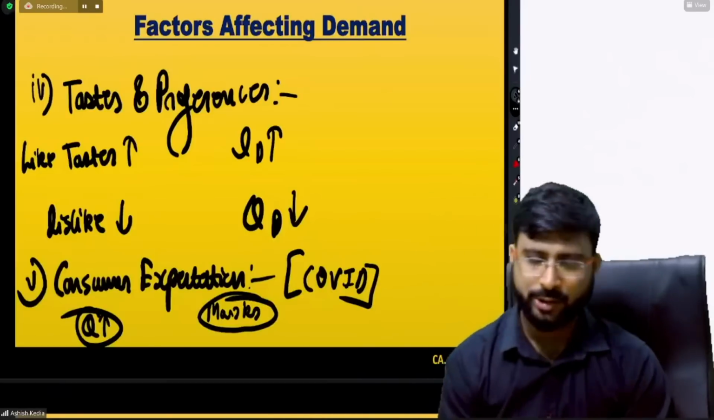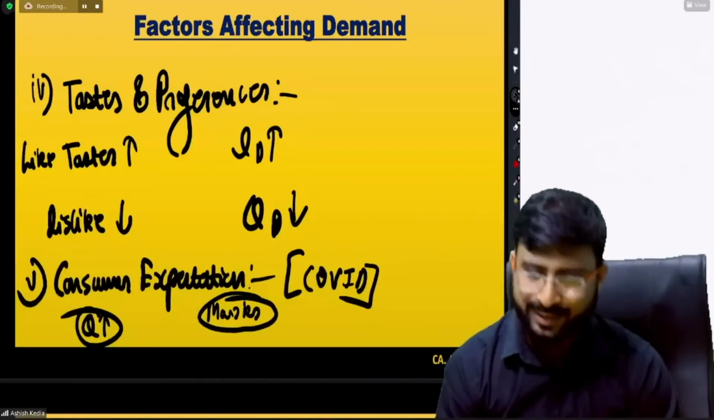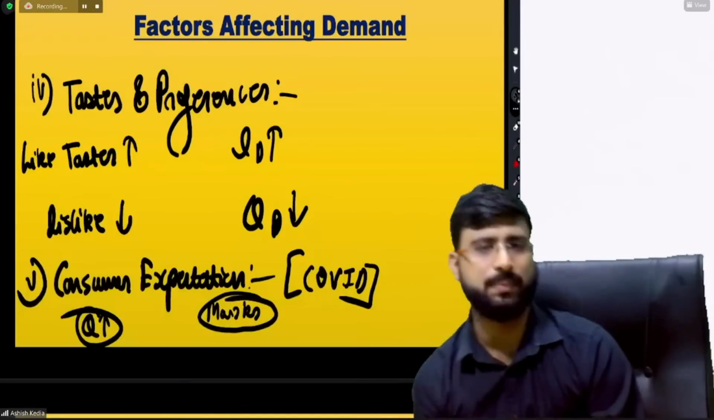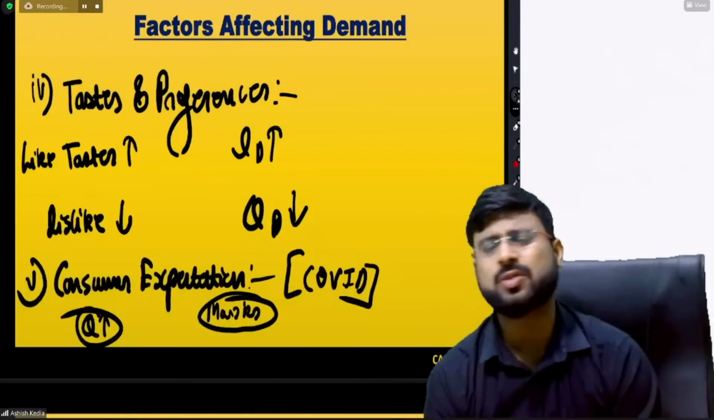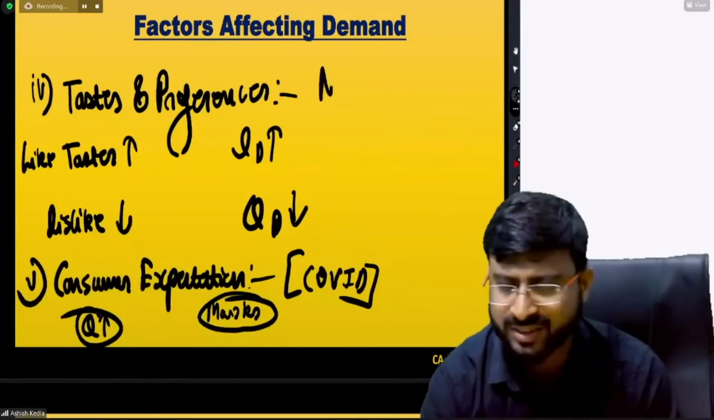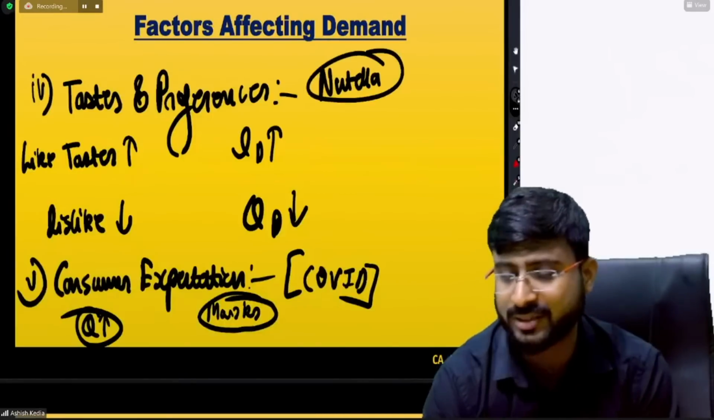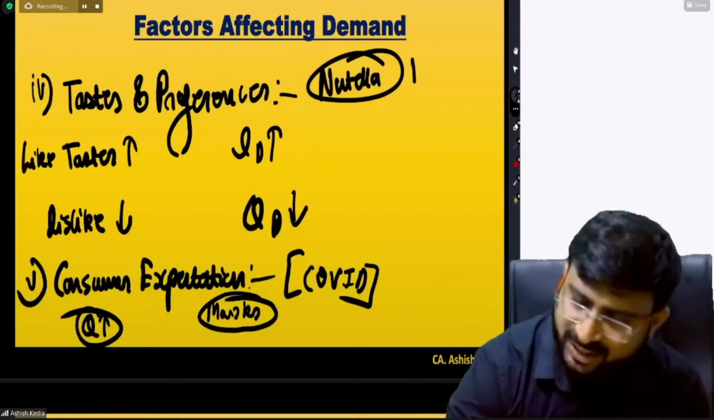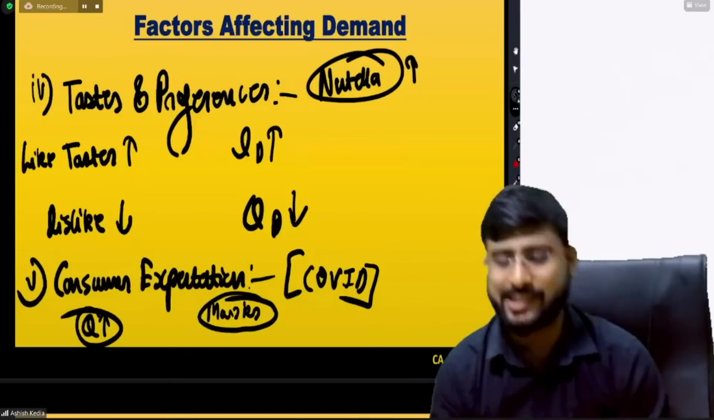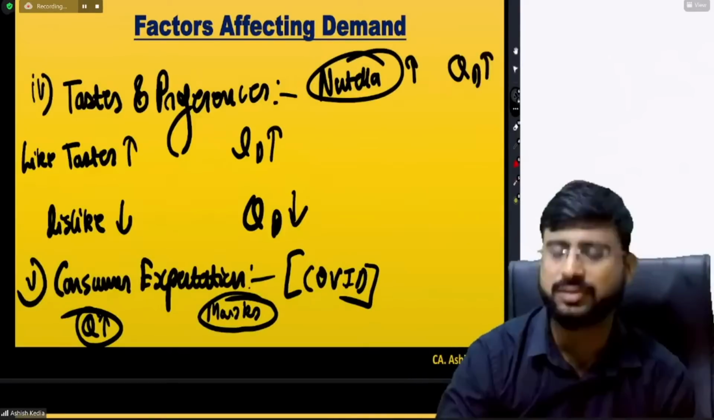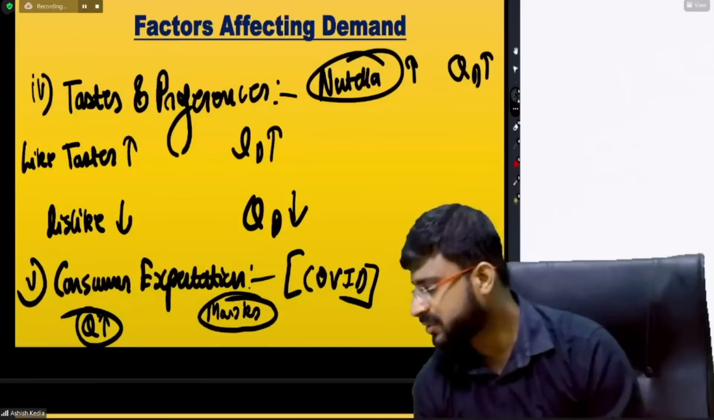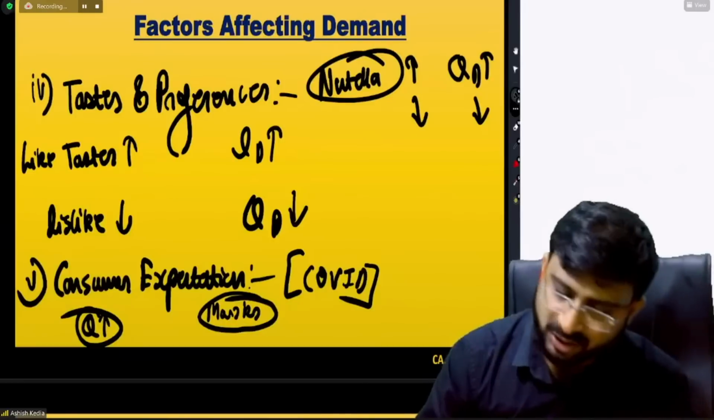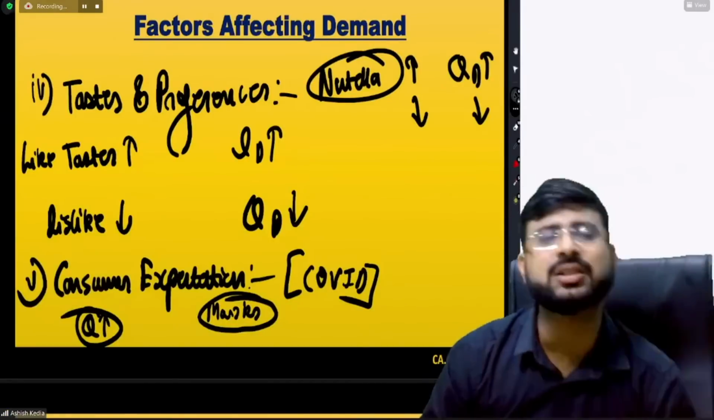Great. So now let's talk further, everyone. Next is tastes and preferences. Suppose you take the taste for a product, say the Nutella hazelnut spread. Suppose some of you like that. If tastes and preferences go in favor of a product, then quantity demanded of that product will rise. But suppose people don't like a product, then quantity demanded will fall. I hope it is crystal clear to every friend.